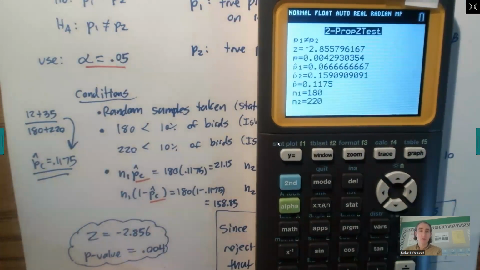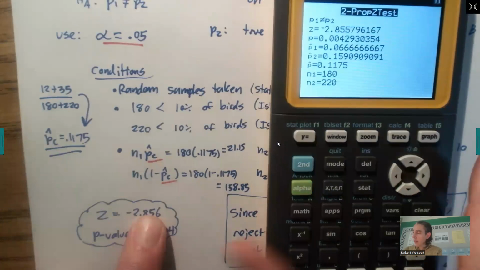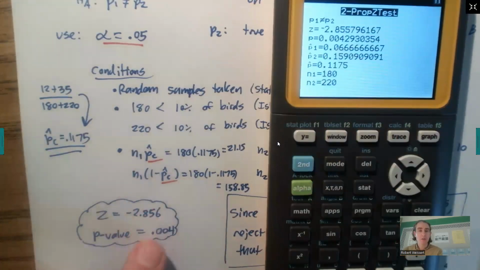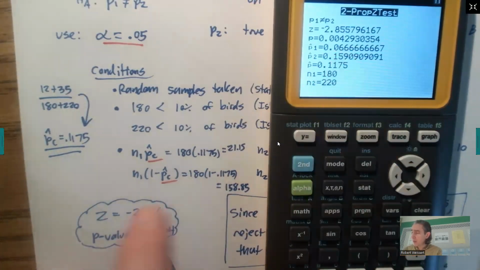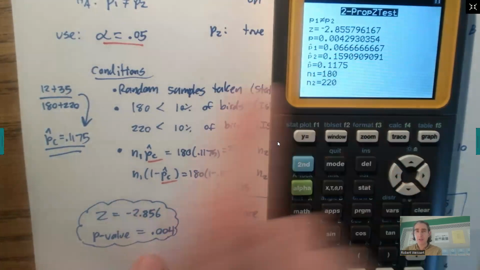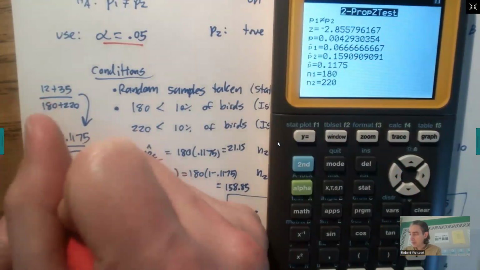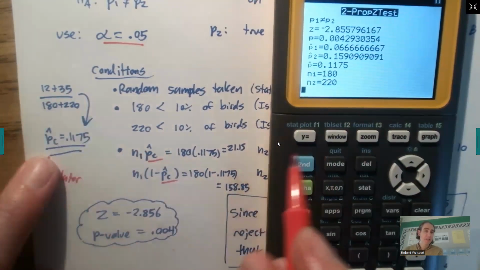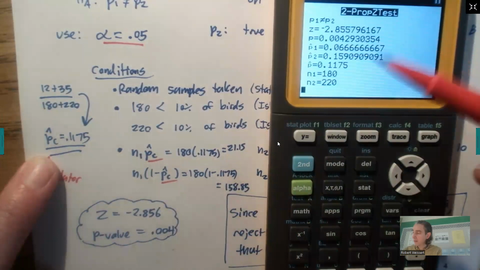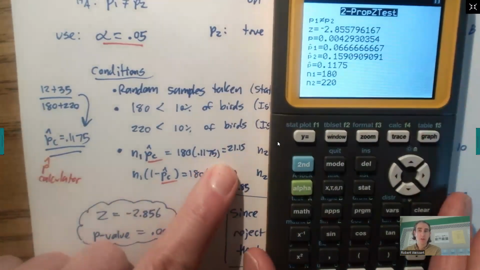And you'll get your z-score of negative 2.856. Write that down and also write down your p-value. Those are the two important things you need for the do part. You can also calculate the p-hat1, p-hat2, and the p-hat, which is your pc. So this really is p-hat from your calculator. And you can run the test prior to doing your conditions if you want to get that 0.1175, but that is the number we do use for your conditions.